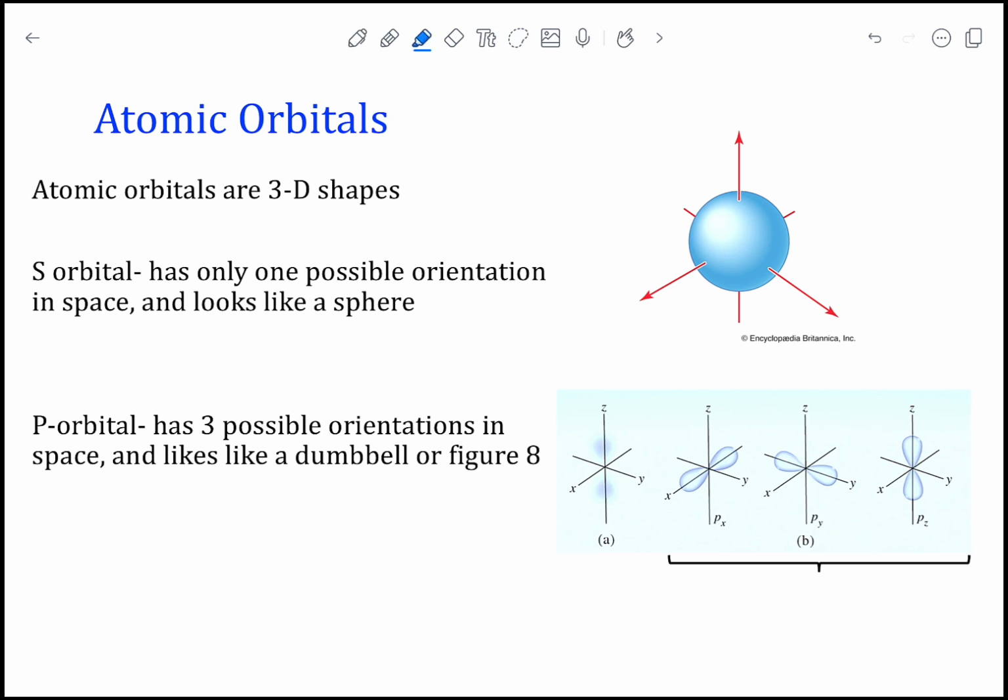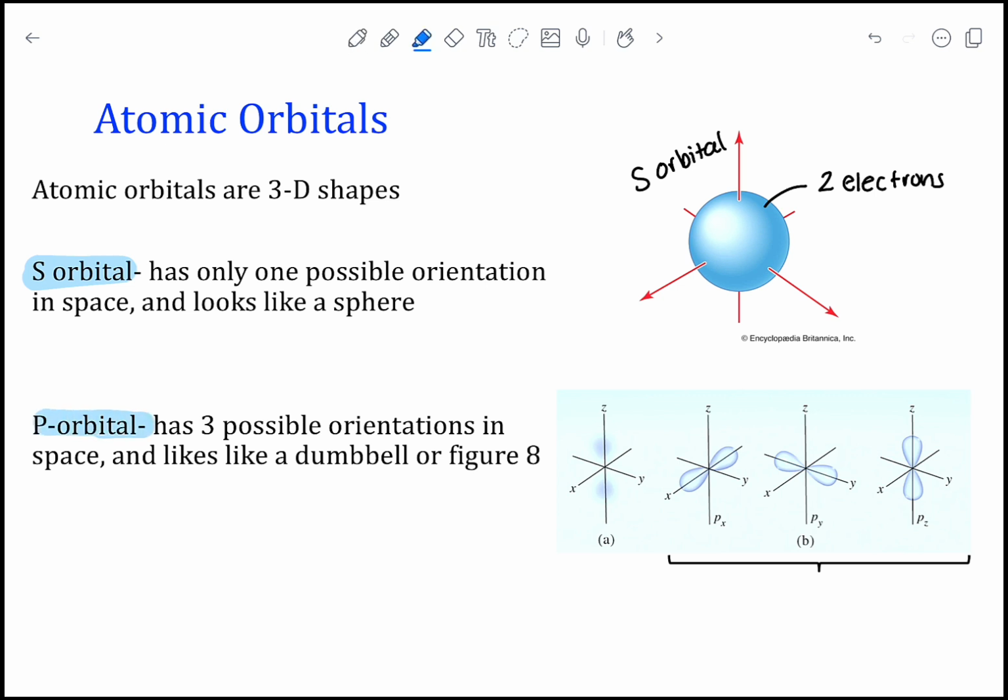So, to start us off, the s orbital. The s orbital only has one possible orientation in space because it looks like a sphere. So that's this image here. This is an s orbital. It is a sphere. And one s orbital holds 2 electrons. So we can fit 2 electrons in one s orbital.